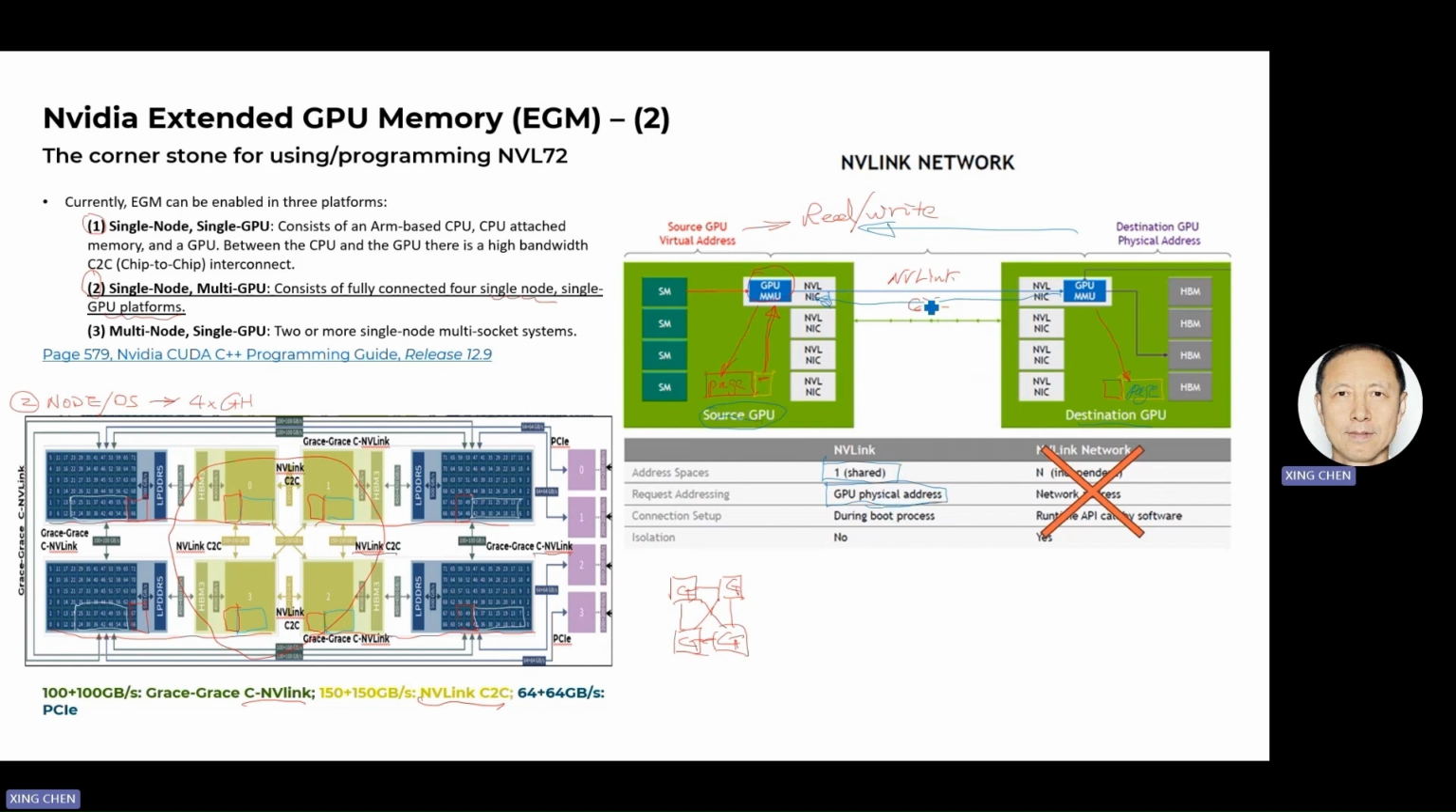And this NVLink connection setup will be done during the boot process. And the connection will always be there until the next boot. So this is for the NVLink C2C. I have put a cross here for this NVLink network, because this one is going to be discussed in the next slide for the third type of system. Okay.